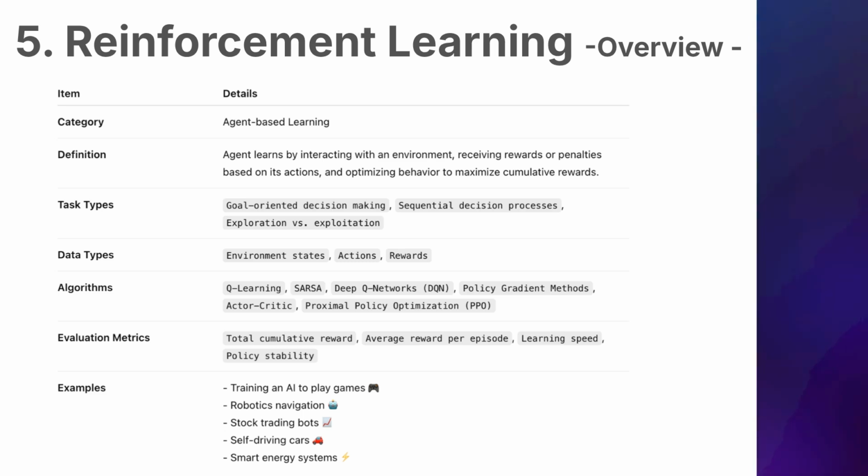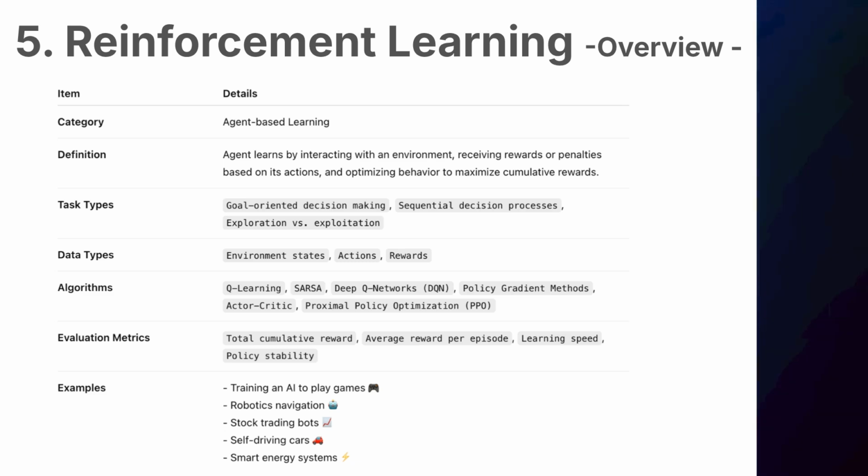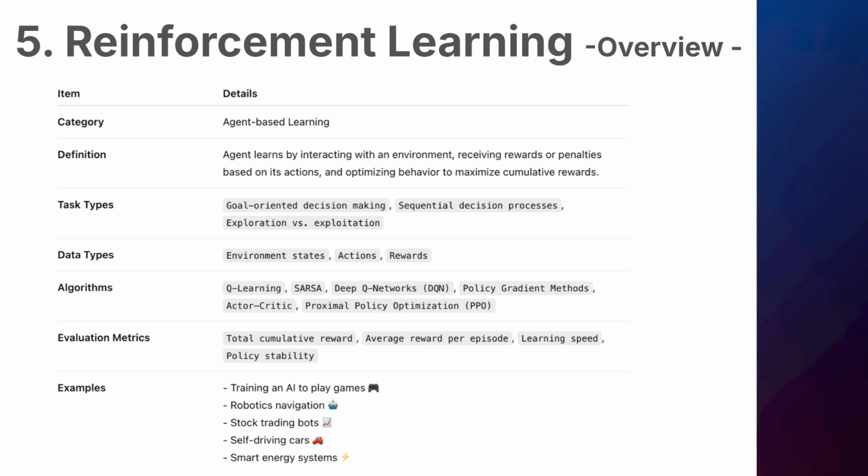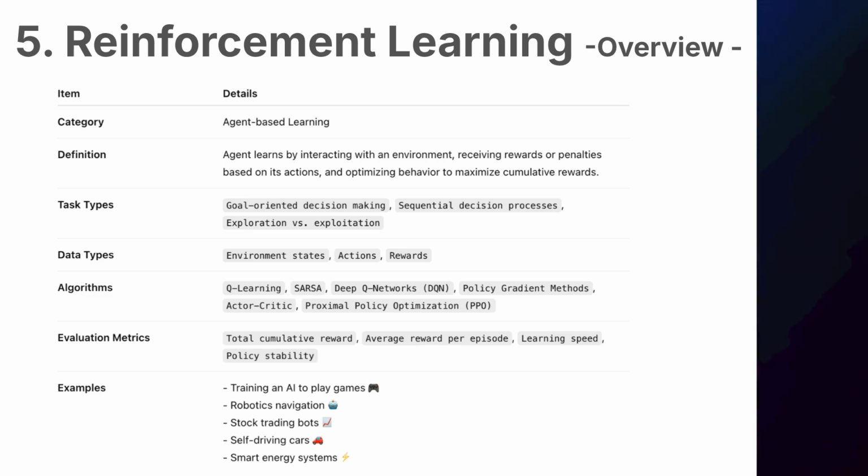Real-world and simulated examples include training AI agents to play games like chess, Go, or cartpole, robot navigation where agents learn to walk or manipulate objects, stock trading bots that learn to buy and sell profitably, self-driving cars that make safe driving decisions, and smart energy systems that adjust power usage based on demand. Now let's move on to the sample task.